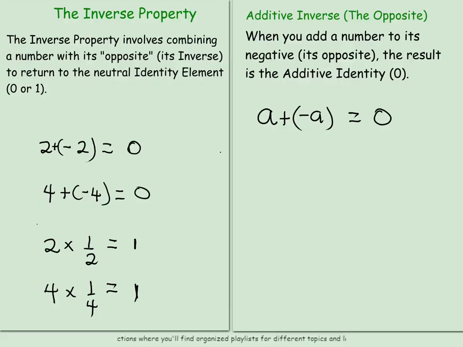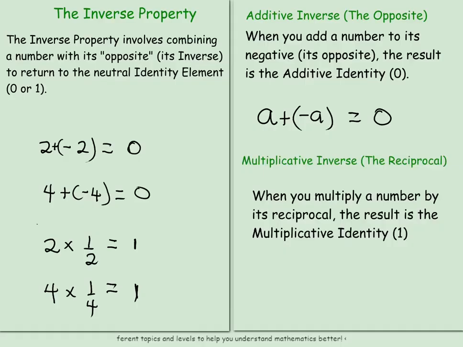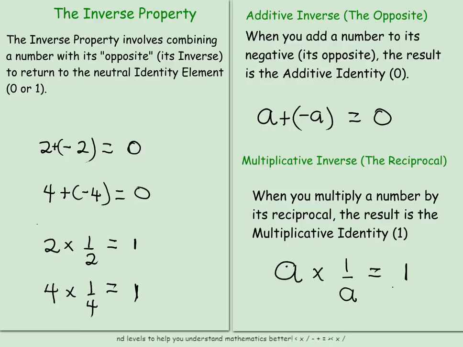Then talking of the multiplicative inverse as well. So the multiplicative inverse, in brackets the reciprocal, on the other hand, is saying that when you multiply a number by its reciprocal, the result is the multiplicative identity. You see, and we can simply write that as A. If you multiply a number by its reciprocal, that is 1 over A, you are always going to get a 1. You see. So that is that.